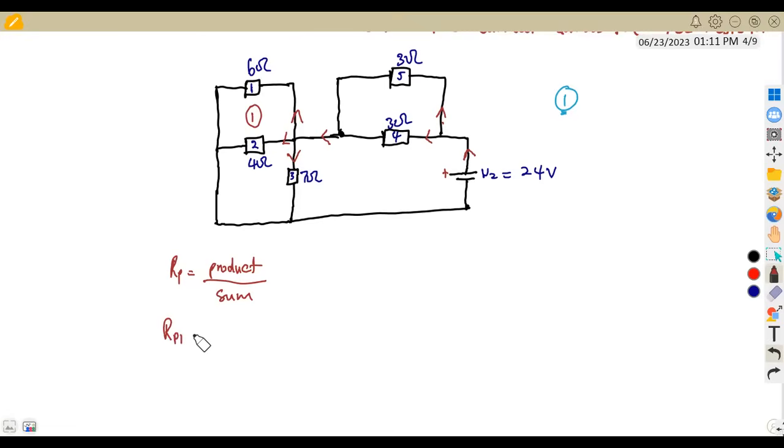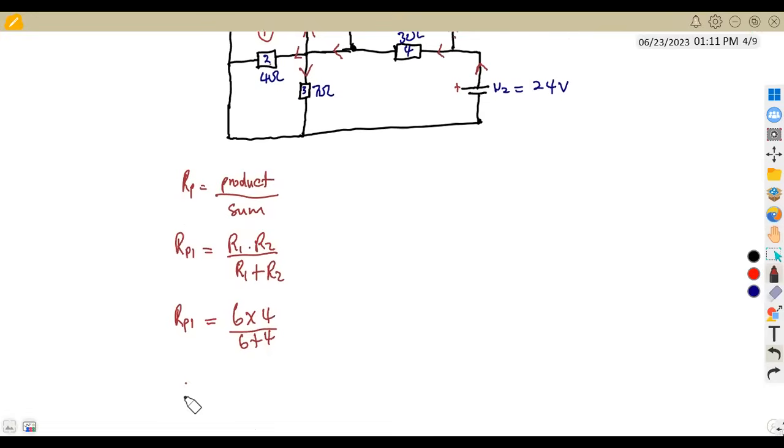So that means our RP1 is going to be the product of R1 and R2. So we are going to have R1 times R2 over the sum of R1 and R2. That is, you multiply 6 and the 4 ohm resistor. That is the product. So we've got 6 by 4 over the sum, which is 6 plus 4. All right, so let us check what we are going to have at the end from our calculator. If we simplify properly, this gives us 2.4 ohms. So this is 2.4 ohms. So this is the first parallel combination.